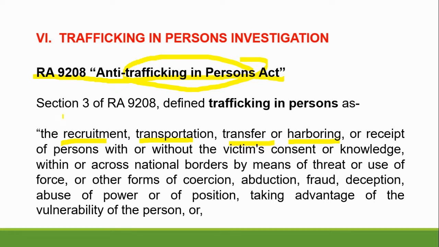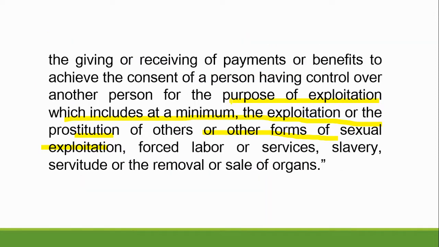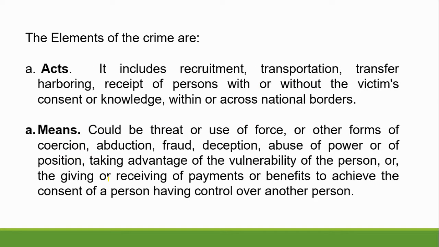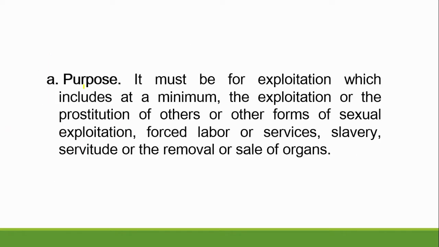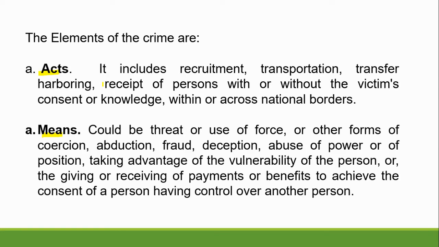But actually, from the definition, you will surmise that there are 3 elements of the crime. First is what we call the acts. Ito yung recruitment, transportation. Second, means. Ito yung pamamaraan: threat, use of force, coercion, abduction, fraud, deception. And number 3 is the purpose: exploitation or prostitution or sexual exploitation, forced labor, services, slavery, and servitude. So, if we're going to dissect the definition, ito yun: acts, means, and of course, the purpose. Ito yung tatlong element ng human trafficking or trafficking in person.